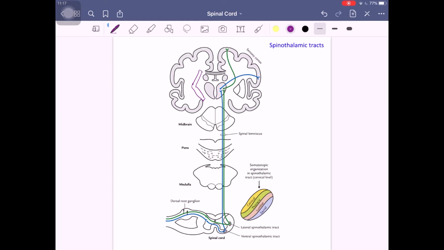So this is the internal capsule, a bundle of white matter again. This we call the posterior limb. This is called the genu, and this is the anterior limb. Now this fiber which has reached up there, after synapsing, the fibers will come through the posterior limb and then they are ascending up.